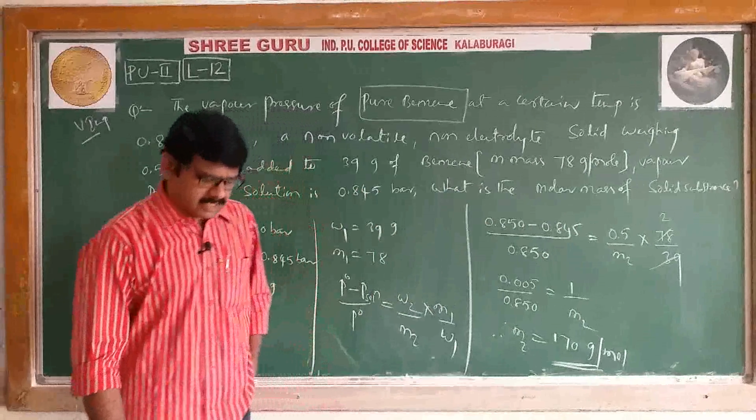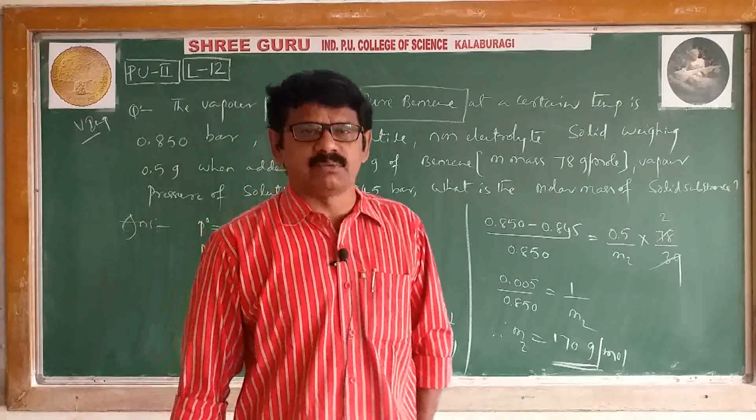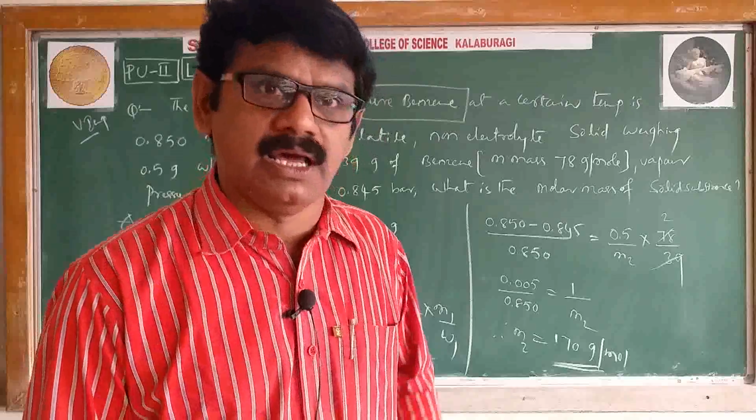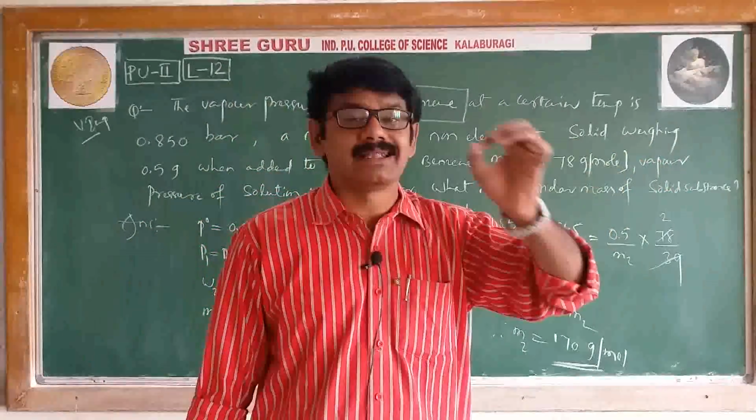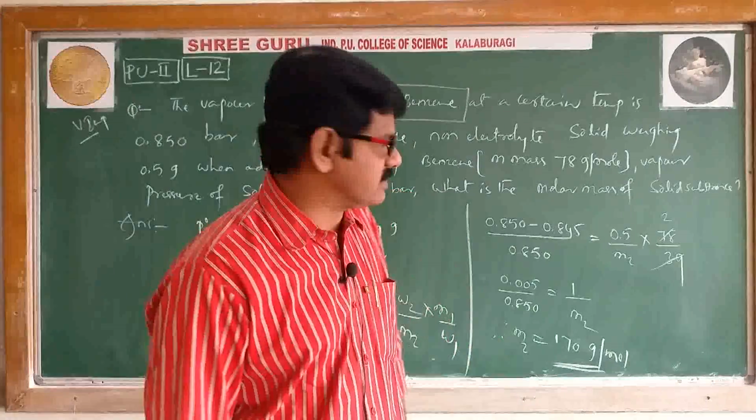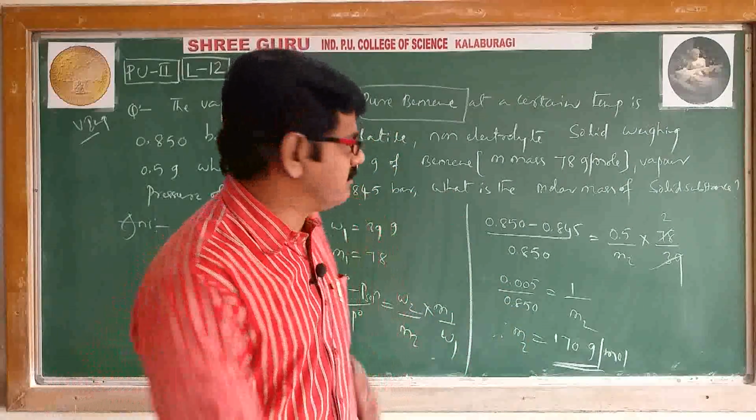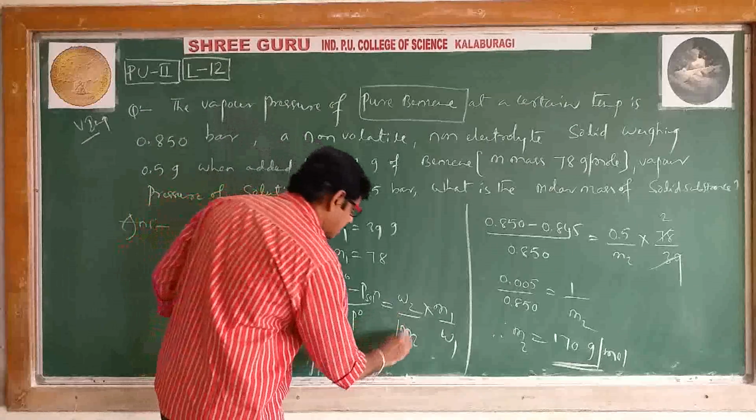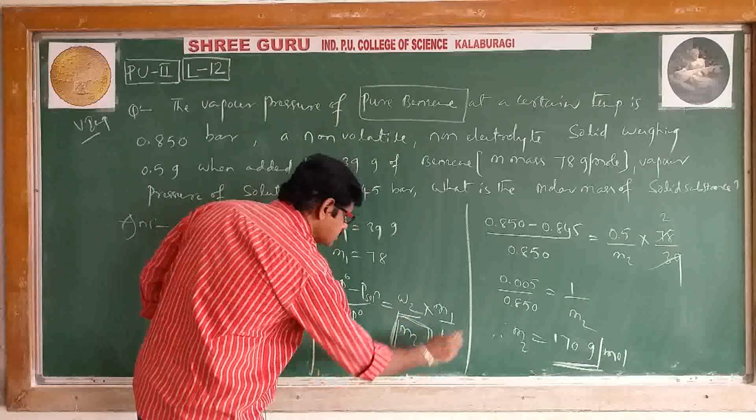That's it. What is M2? 2 for solute, M for molar mass. The molar mass of solute is 170 gram per mole. This question is asked n number of times in the annual examination, remember. Very, very important question and a very simple question also. Everything is given, all the values are given, we just have to calculate the molar mass of solute.